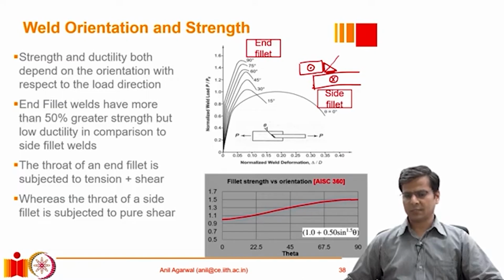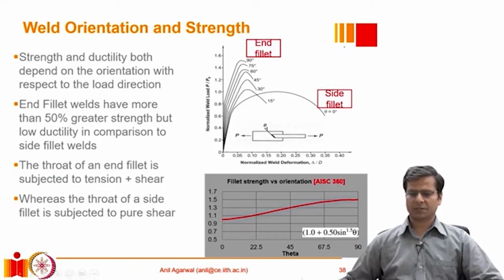And if we know how to design this fillet for pure shear condition, we would be able to accurately predict the shear capacity of this weld under this situation. But the other situation that we saw, where there was a possibility of a tension, a combined tension plus shear, that's where it becomes slightly more complex. So what does it depend on?